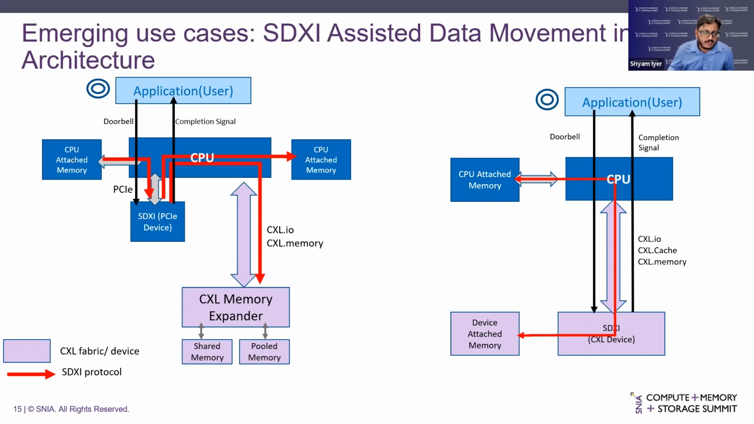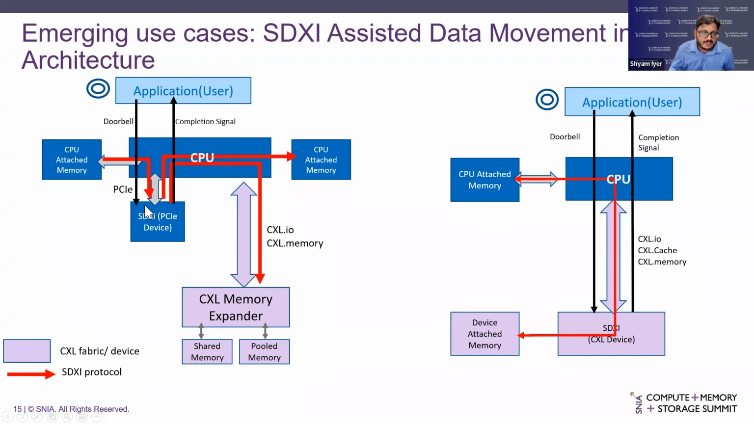So as CXL becomes more prevalent in the data center architecture, you have an instance where CXL is allowing for memory expansion. Here I'm showing you two pictures, or two kinds of implementations, where SDXI could play a role. The picture on the left is where SDXI is a PCIe device. And you can have SDXI move data from one CPU attached memory to another CPU attached memory, or two different regions of the CPU attached memory, like we discussed before.